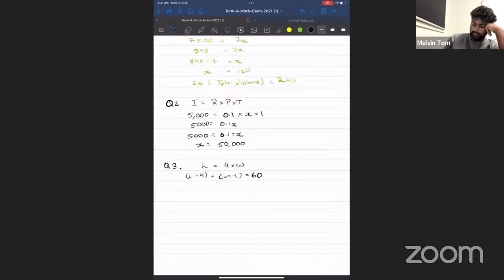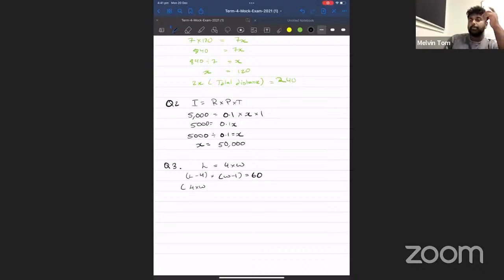Do you guys understand why? Because the area of a rectangle is length times width, but in this case, it's length minus 4 and width minus 1. Now, we can't solve for this question right now because it has L and it has W. It has 2 different variables, so we've got to make them the same variable. But luckily, we know what L stands for. L stands for 4 times W. So we're just going to change it to 4W times W minus 4.